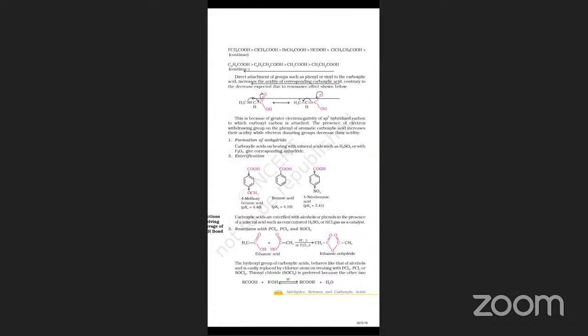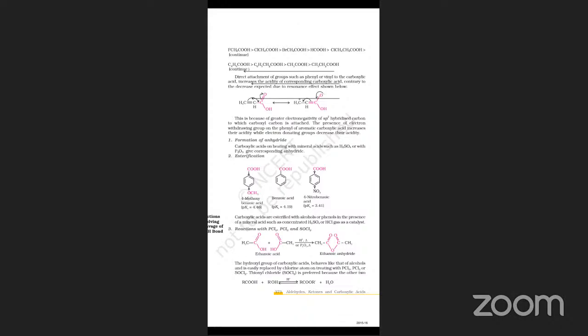After that, formation of anhydride. We'll see some of the chemical properties of carboxylic acids. Carboxylic acids on heating with mineral acids like H2SO4, HNO3, or with phosphorus pentoxide give the corresponding anhydride. That means when a carboxylic acid is treated with mineral acids, by losing a water molecule, it forms its anhydride.